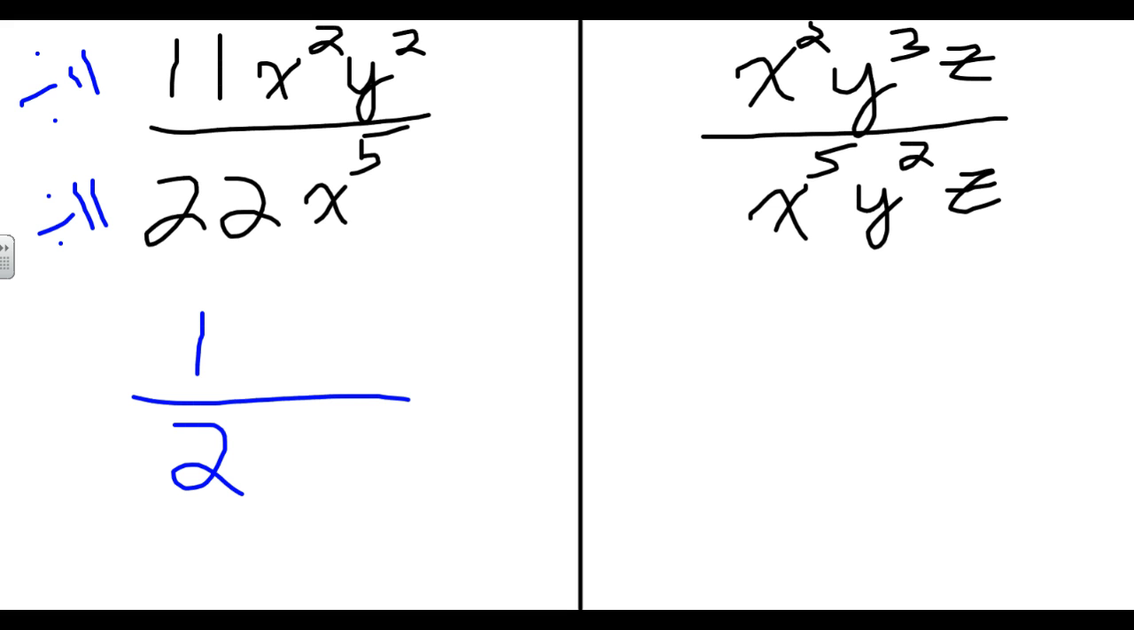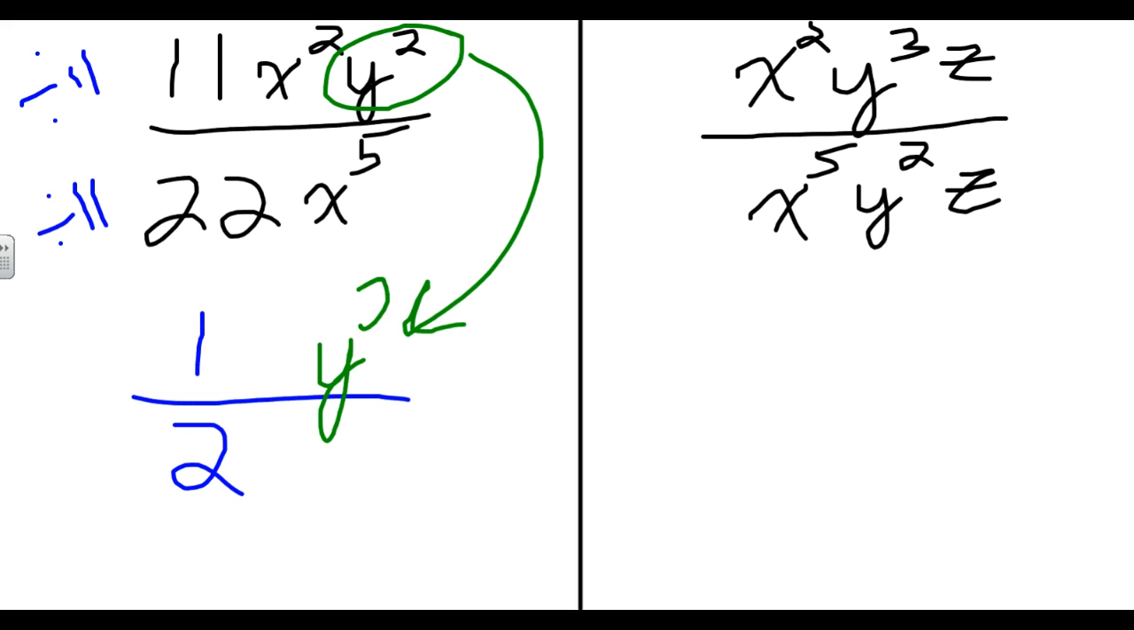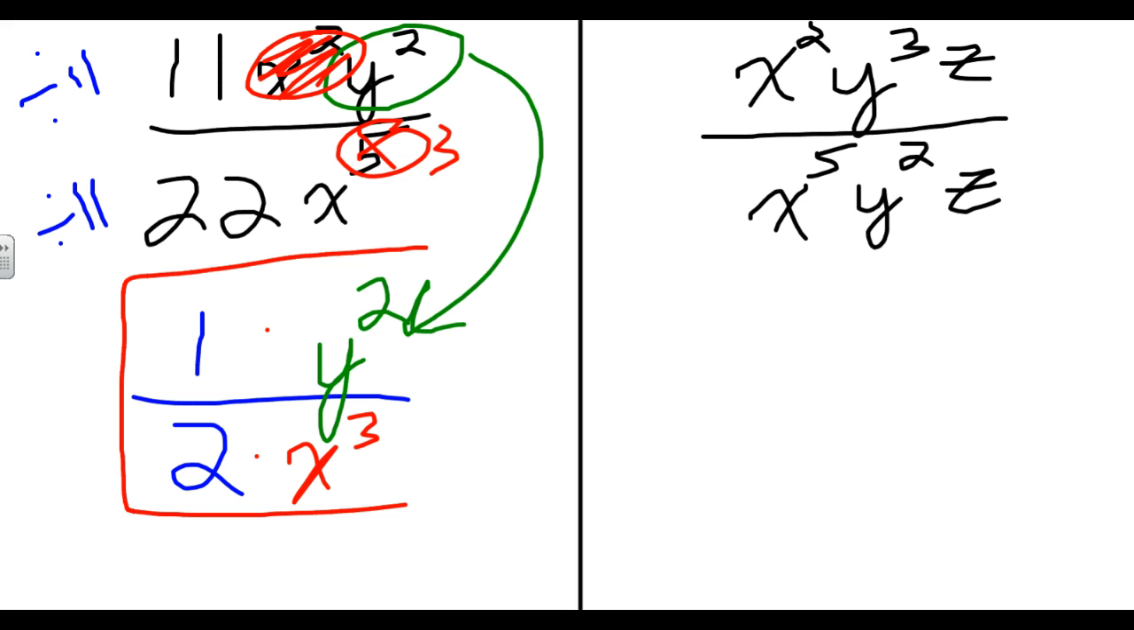Now let's take a look at the variables. We don't have any y's in the denominator. So that y squared actually has nothing to cancel with, and it's going to end up still in the numerator, but there's nothing to change it, so it's going to stay a y squared. As far as the x's are concerned, we have 2 in the numerator, 5 in the denominator. We can cancel these 2 with 2 from the denominator and end up with an x cubed. So in the numerator we have y squared, in the denominator we have 2x cubed, so our fraction is y squared over 2x cubed.